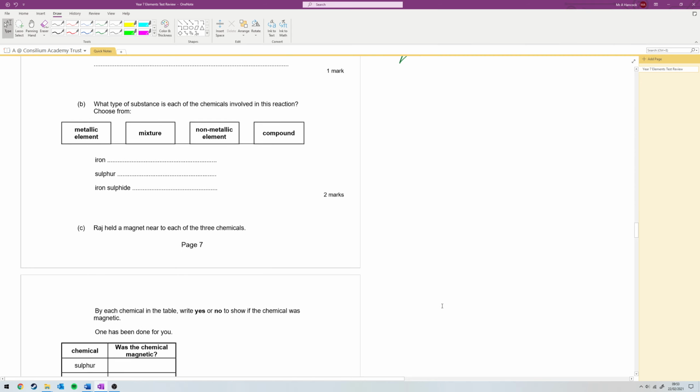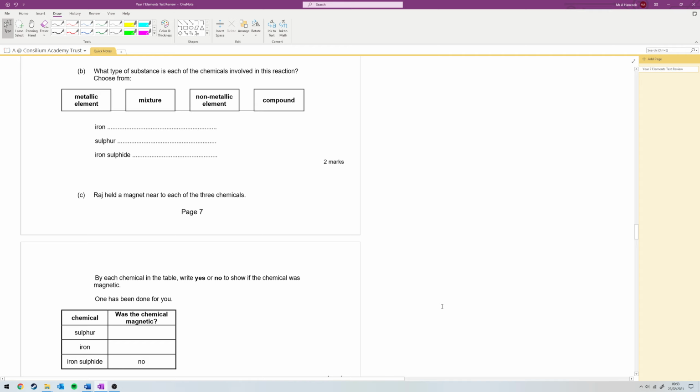Okay. What type of substance is each of the chemicals involved in this reaction? Choose from these four. So iron. Iron is a metallic element. Sulfur is a non-metallic element. And iron sulfide, remember that ide at the end there, means this is a compound.